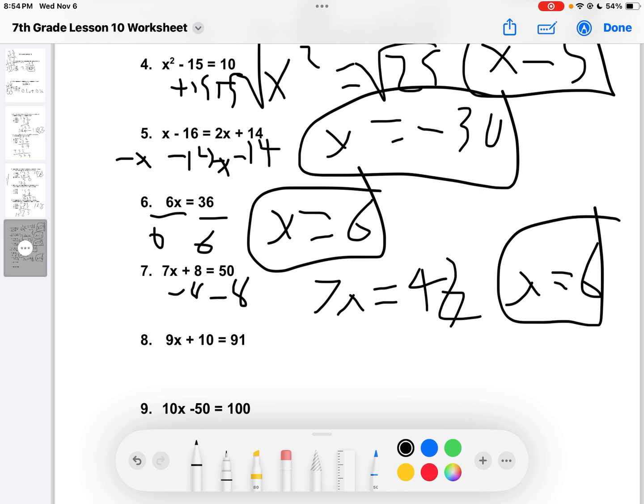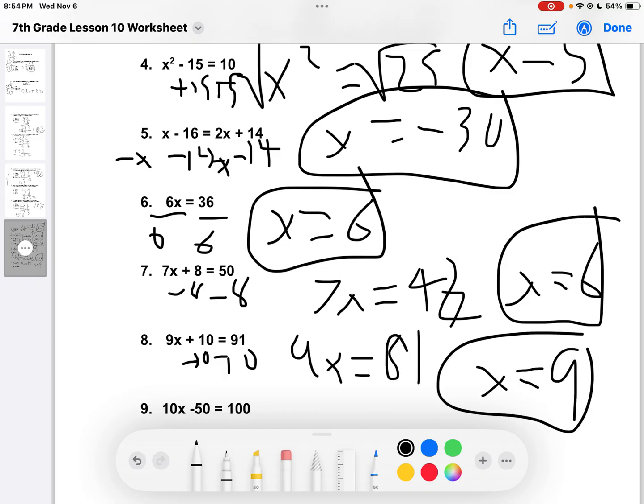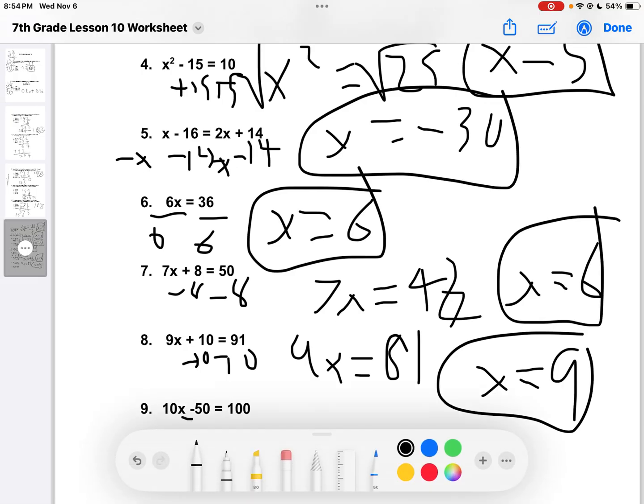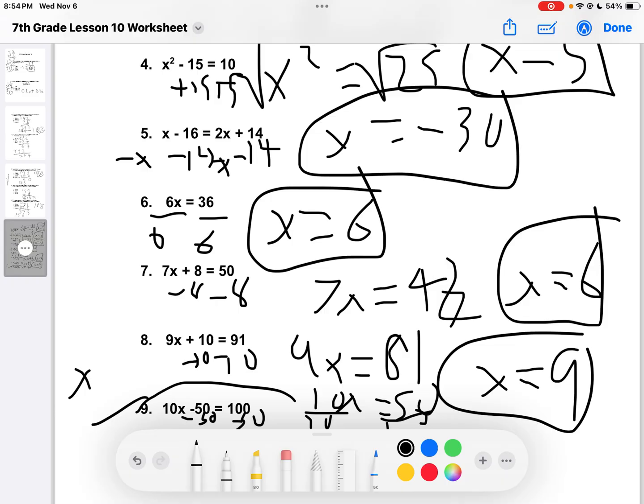And second to last question, 9x plus 10 equals 91, subtract 10 to get 9x equals 81 to get x equals 9. Final question, 10x minus 50 equals 100, add 50 to both sides to get 10x equals 150, and we divide 10 on each side to get x equals 15.